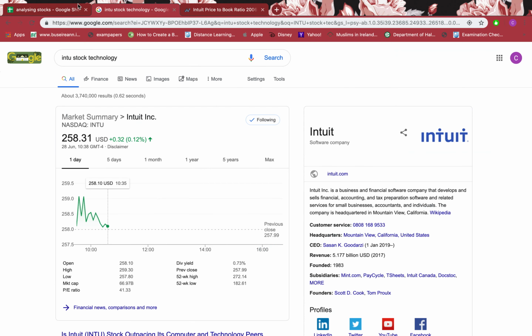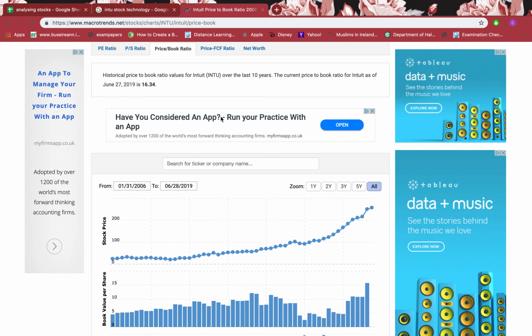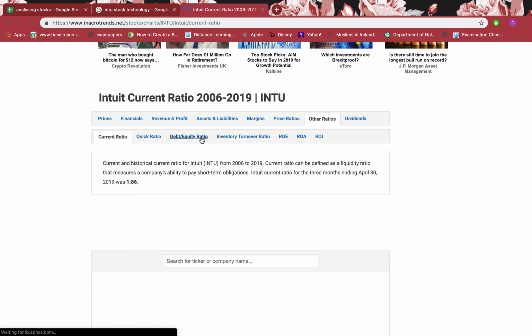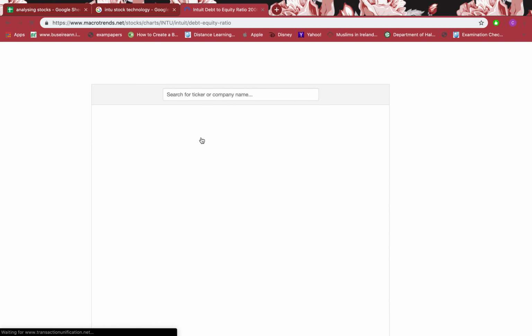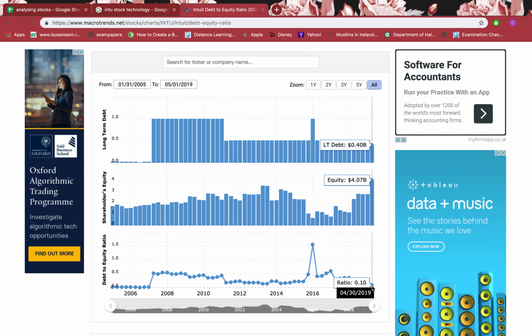Now, if I look at another one, it's the debt to equity ratio. I can just click on other ratios, click on debt equity ratio, and then I will look at this one. It's 0.1.